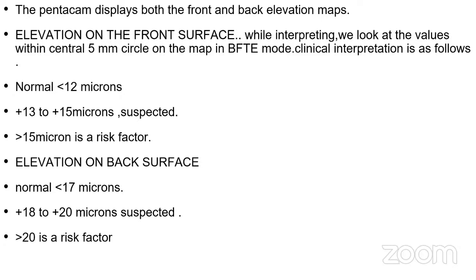In the posterior elevation map, the elevation on the back surface, it is considered normal if it is less than 17 microns in the central 5 mm. If it is between 18 to 20 microns, suspected case. If it is more than 20, then it is a risk factor.